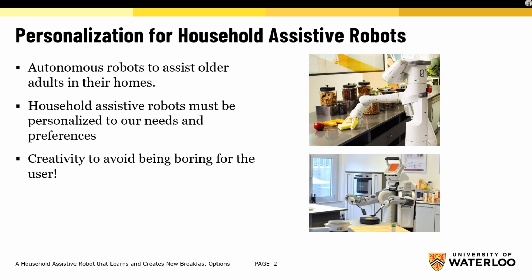With the aging world population, it is imperative to develop assistive robots that could help older adults in their homes. However, one of the challenges for these assistive robots is that they must be personalized to their specific users' needs and preferences. Further, it might become boring for the user if the robot performs the same task again and again, so it is another important aspect for these assistive robots to be creative and perform these tasks in creative ways to avoid being boring for the user.